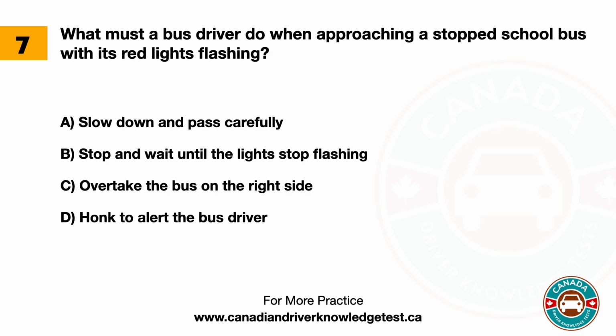Question 7. What must a bus driver do when approaching a stopped school bus with its red lights flashing? A. Slow down and pass carefully. B. Stop and wait until the lights stop flashing. C. Overtake the bus on the right side. D. Honk to alert the bus driver. The answer is B. Stop and wait until the lights stop flashing.